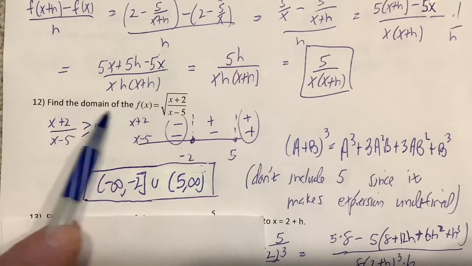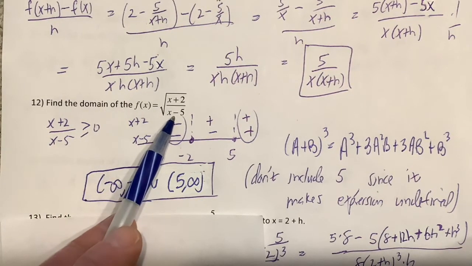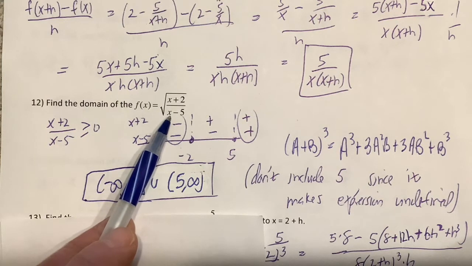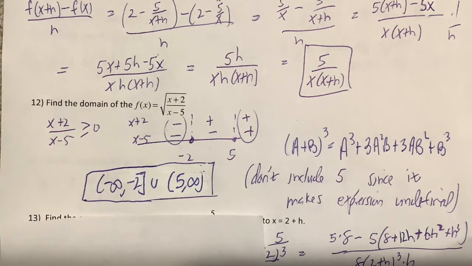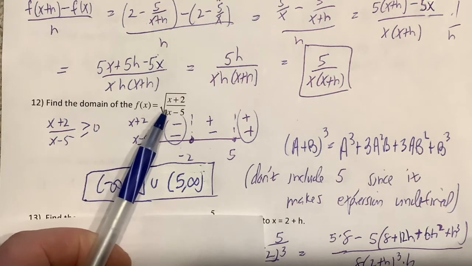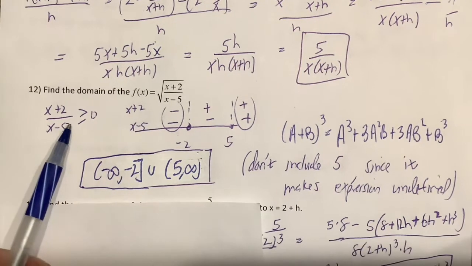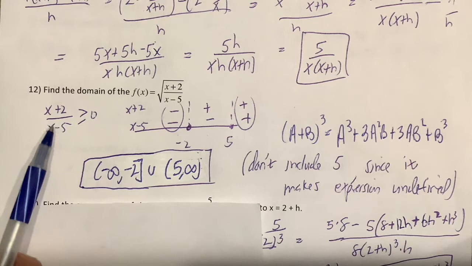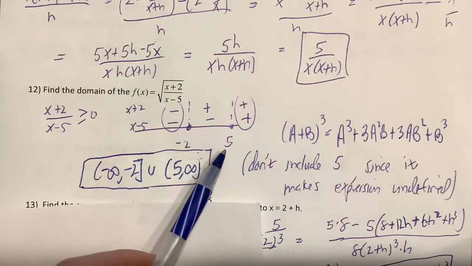I want to find the domain of this function. Maybe this is coming from section 3.7, but I believe there are some problems similar to this in section 1.8 also. We actually skipped them in 1.8, but you should be able to do this on the final. Anyway, what's inside has to be greater than or equal to 0. So you make a sign chart. You look at where the bottom and top are 0, -2 and 5.